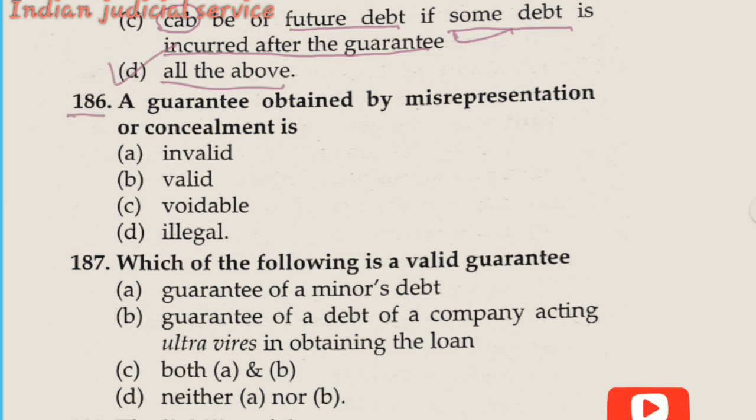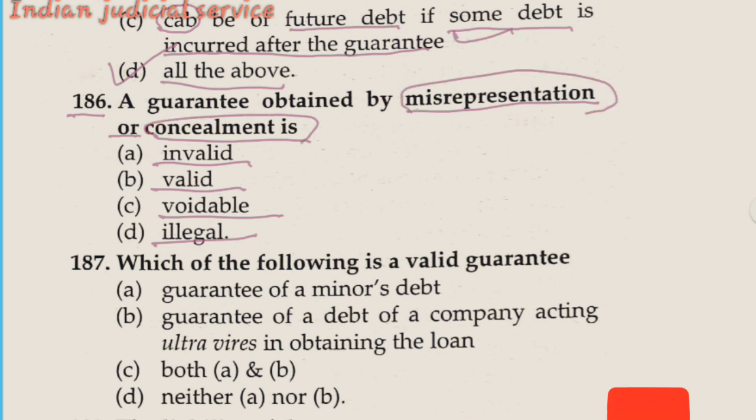Now the next question here, 186, the guarantee obtained by misrepresentation or concealment is option A, invalid. Option B, valid. Option C, voidable. And option D, illegal. So a guarantee obtained by misrepresentation or concealment is an invalid guarantee. So the answer is here option A.